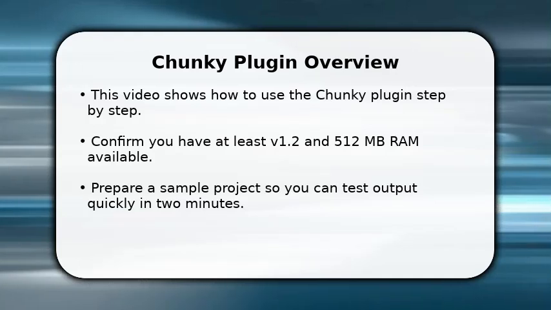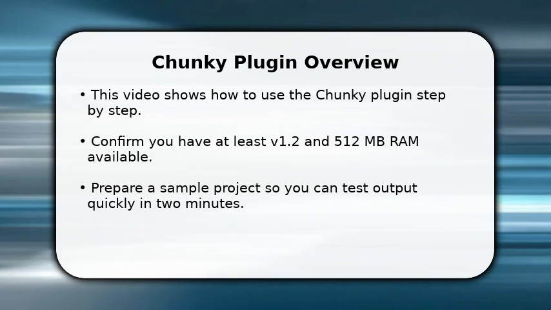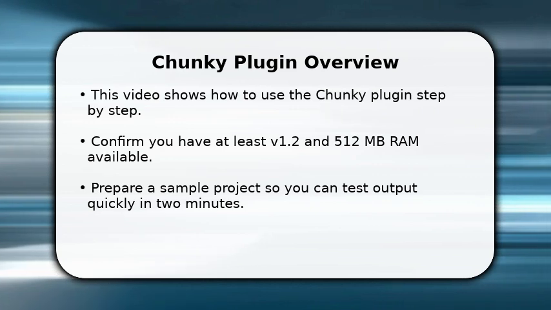This video shows how to use the Chunky plugin step by step. Start by confirming your host application and Chunky version compatibility. Confirm you have at least v1.2 and 512 MB RAM available. Locate the plugin file named Chunky Plugin.zip in your Downloads folder.